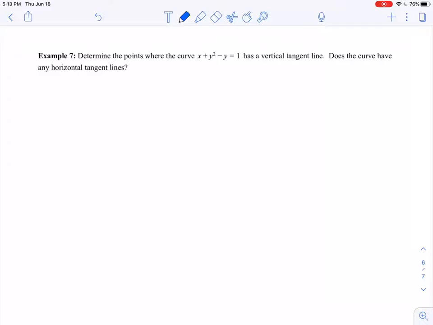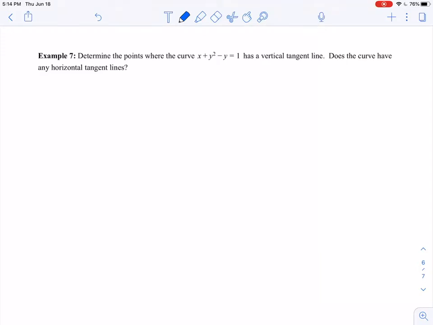I'd like to look at one more example in this section. We spent a lot of time talking about equations of tangent lines, but I want to revisit another idea, which is identifying places where our curves have horizontal tangent lines and also vertical tangent lines as well, because that's something that we've mentioned here and there just very, very briefly. I just want to talk about it because I think it's particularly relevant in this section.